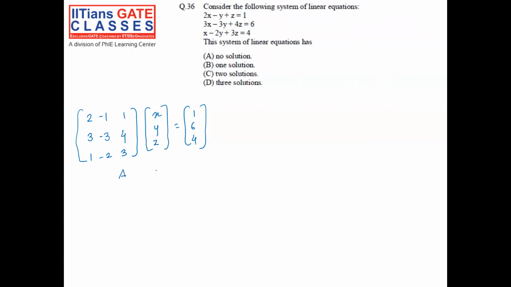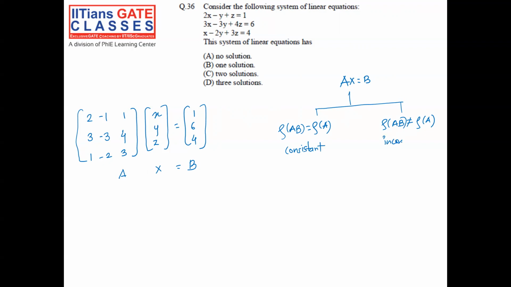So it is in the form of Ax equal to B. Whenever we have this kind of equation, first of all, we have to check whether the rank of AB equals the rank of A or not. If the rank of AB equals the rank of A, then these equations are consistent. If it is not the case, then they are inconsistent. If it is inconsistent, then we'll not have any solution. So it's a no solution case.